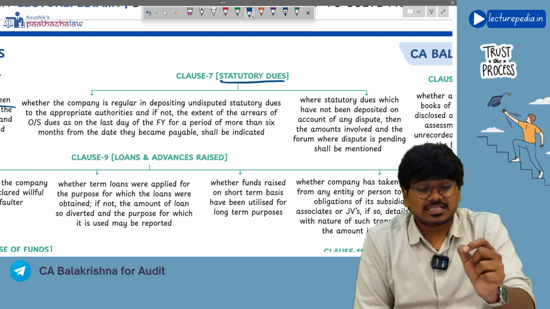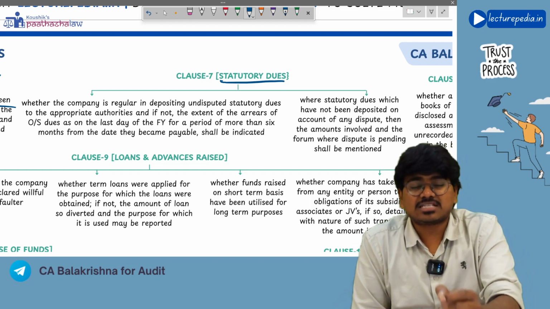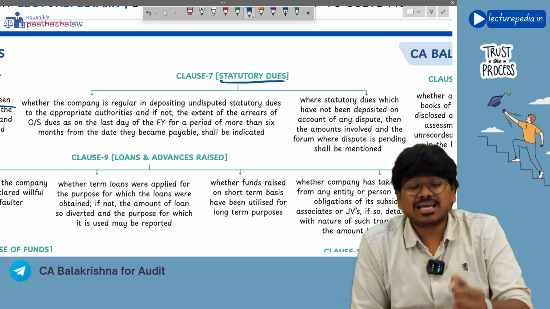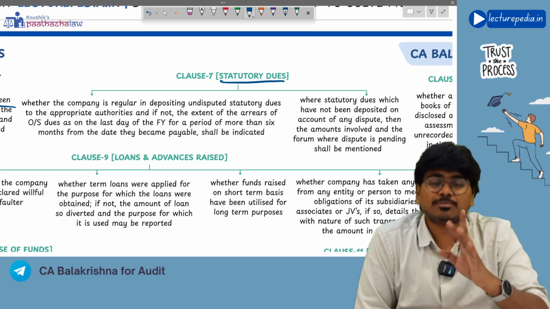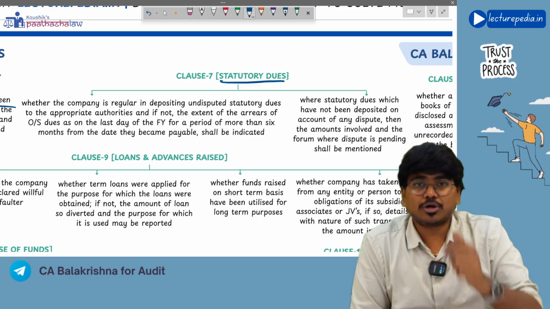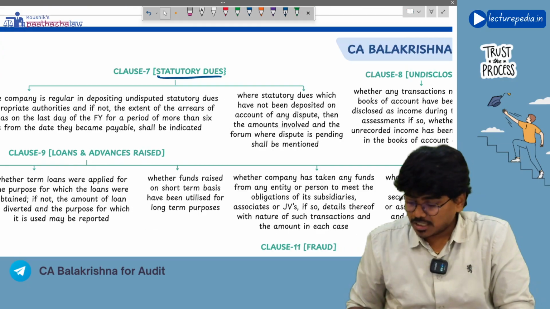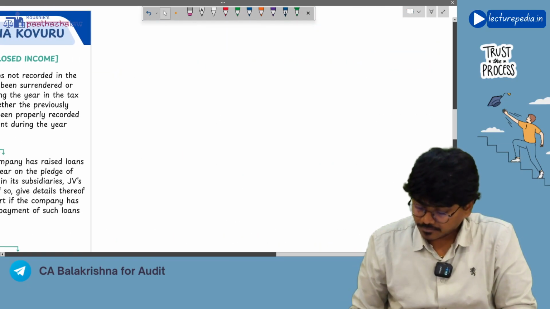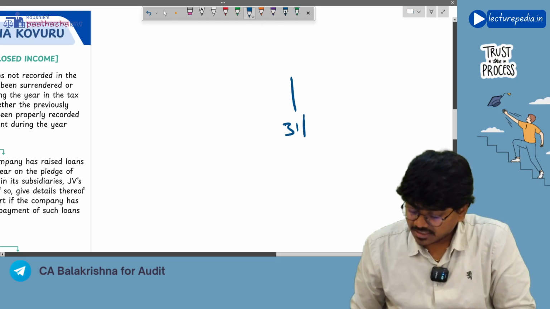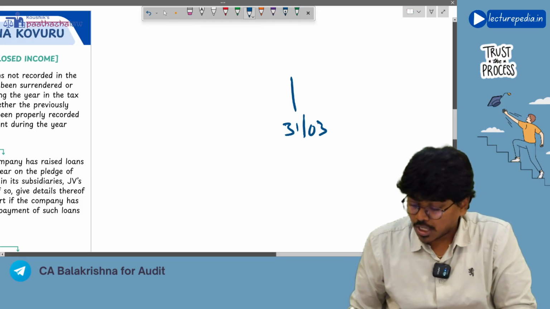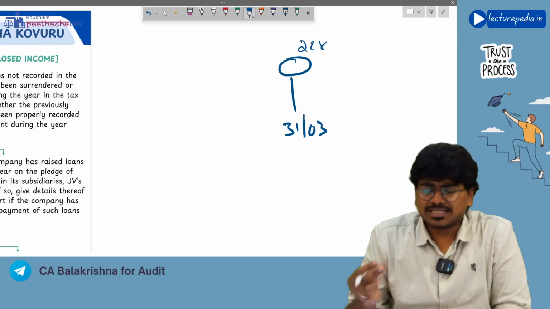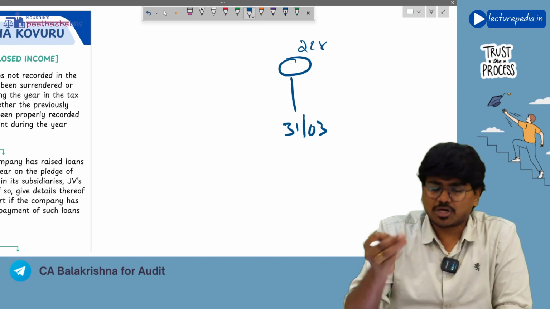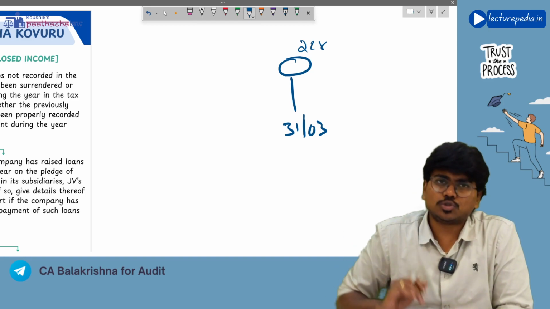Now, if at all there is any undisputed statutory due which the company has not paid for a period of more than 6 months as on the balance sheet date, that should be reported by the auditor under subclause A. So this is a 31st March balance sheet date. So as on the balance sheet date, there is some outstanding 2 crore of income tax or any other statutory due like GST or ESI, PF, some amount of statutory due, 2 crore is there.